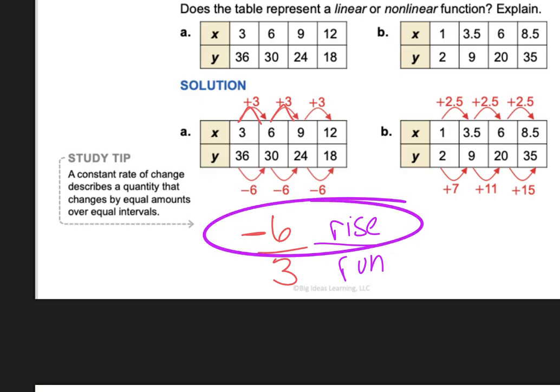Rise is the change in y. Run is the change in x. So look, that's changing by 3. This is changing by 6. There we go. So yes, this one is a linear function.